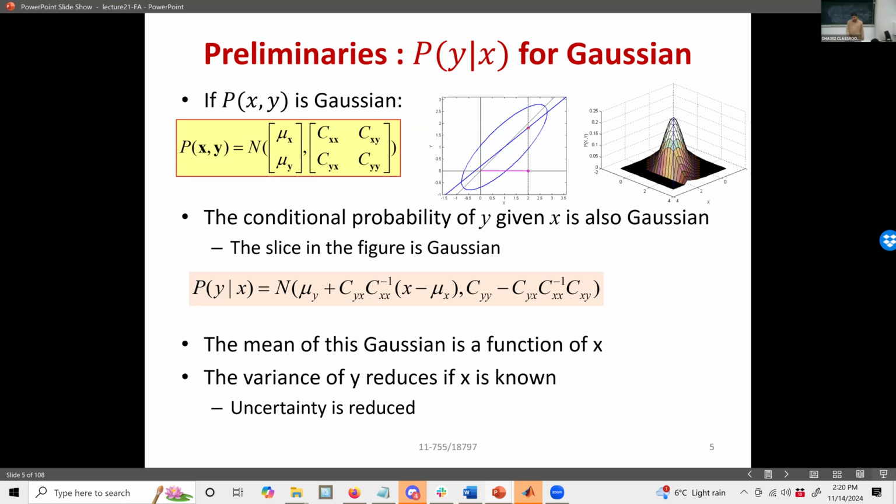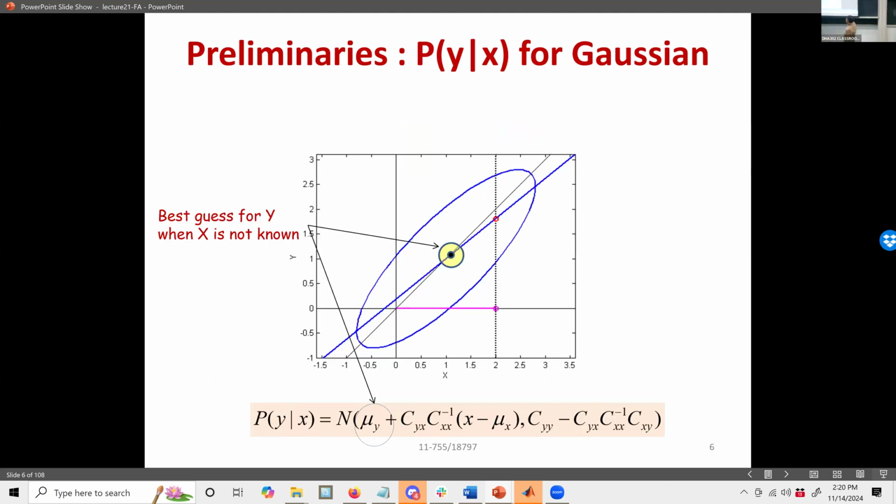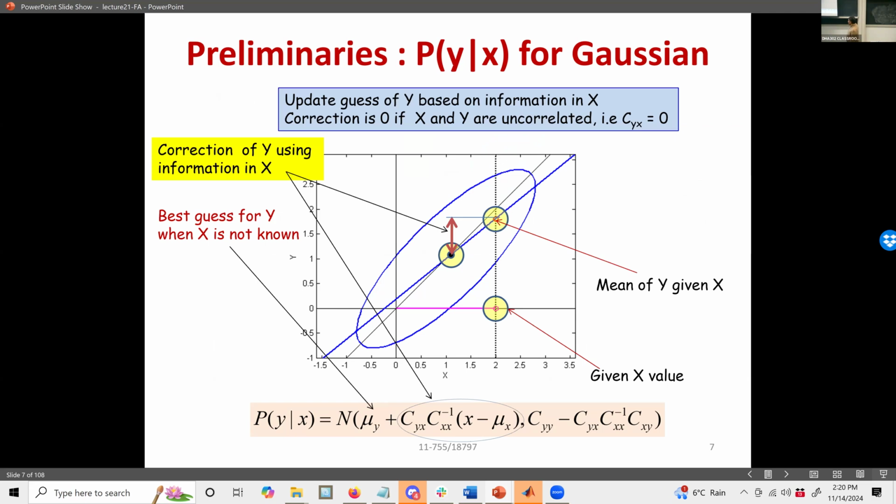Now, that's one step. The best guess for y when x is not known is mu y, right? And then for any shift x minus mu x from mu x, the corresponding shift in the mean of y is going to be obtained by multiplying x minus mu x by the slope, which is simply cyx times cxx inverse. Because cyx tells you how much y tracks x, but you want to whiten, right? And so this explains the mean. Again, notice that we're looking at the distribution of y given x. It's going to be a Gaussian, and the mean is at this point, okay?